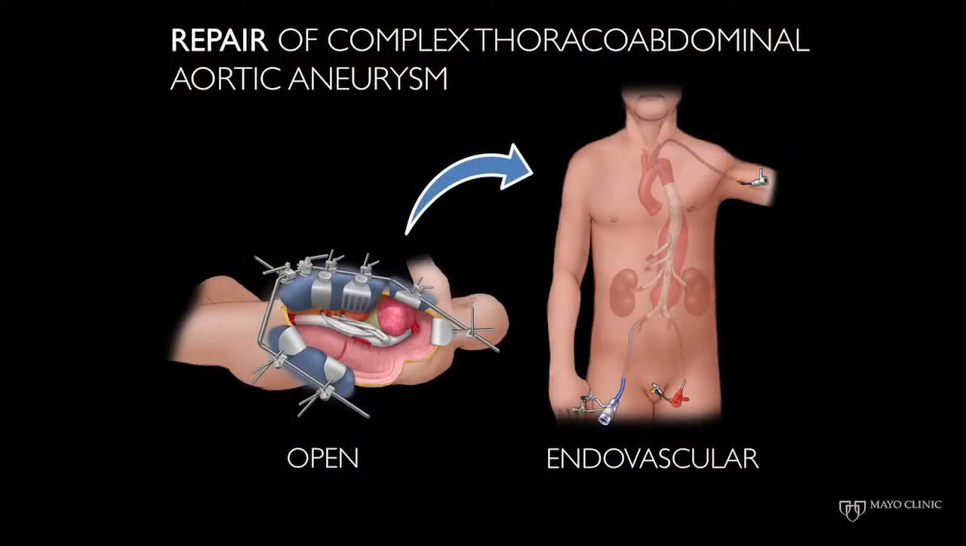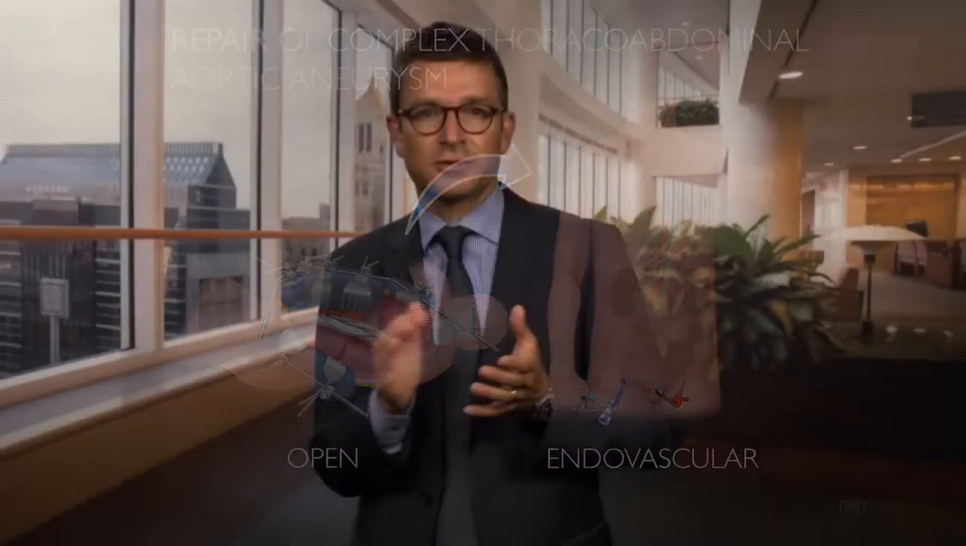Specific advantages of the fenestrated and branch stent graft is that it avoids the need of a large incision and interruption of blood supply to the kidneys and intestine, which is needed with open repair. Instead, circulation is maintained to these organs during the entire procedure. Several studies already demonstrate that the risk of death and life-threatening complications is decreased as compared to open repair.